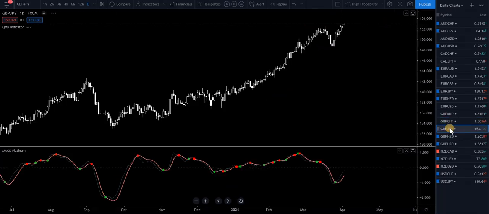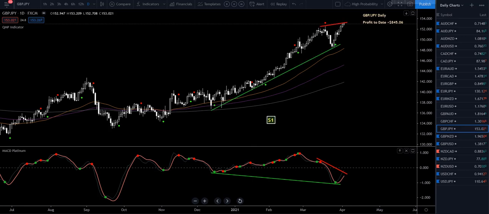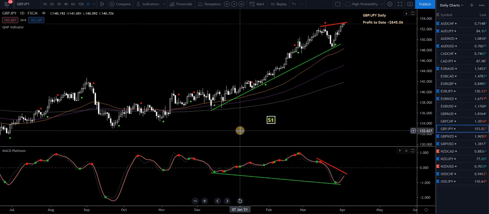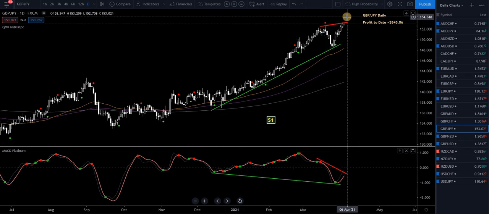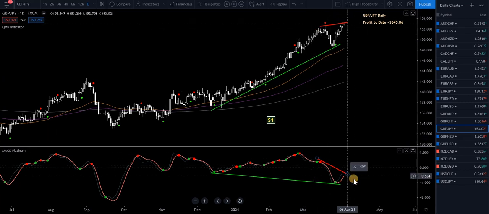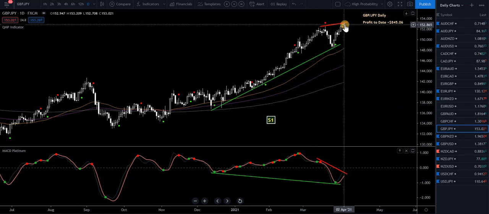All right, pound yen. Similar to the pound Swiss. Last signal was this buy signal in here. Again, I didn't take it. Price didn't come back. Hindsight says I probably should have taken it. You can see the divergence there. Now we're setting up for a regular bearish divergence, possibly. Just keep on adjusting these lines, as I say.